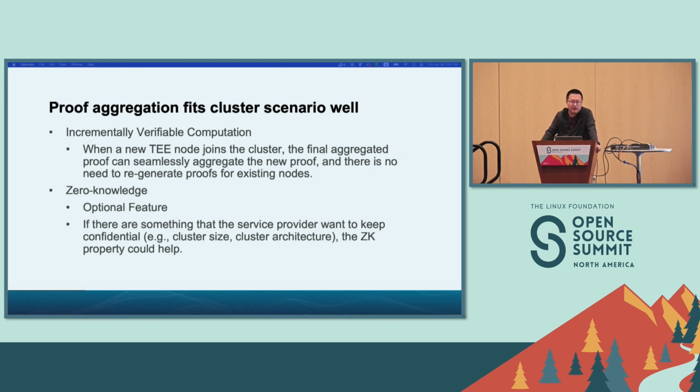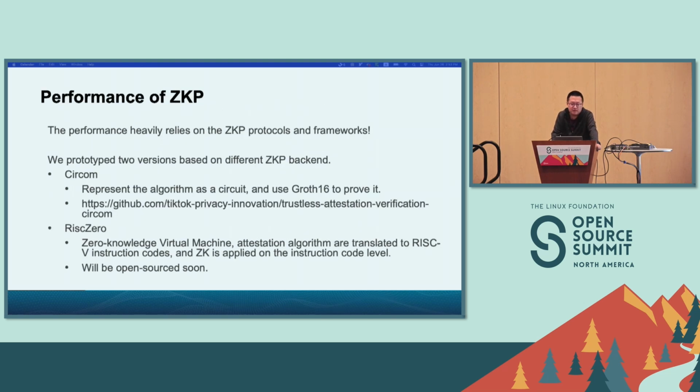And also, until here, we didn't utilize the feature of zero knowledge, because in the attestation procedure, everything is supposed to be transparent. So there's nothing you want to keep hidden. So we mark zero knowledge as one of the optional features. But if there is something that the service provider wants to keep confidential, for example, the cluster size or some cluster architecture, for example, their location, then the zero-knowledge property could help here. So here we just mark it as optional. We are still figuring out whether there are very interesting use cases where zero knowledge could be important.